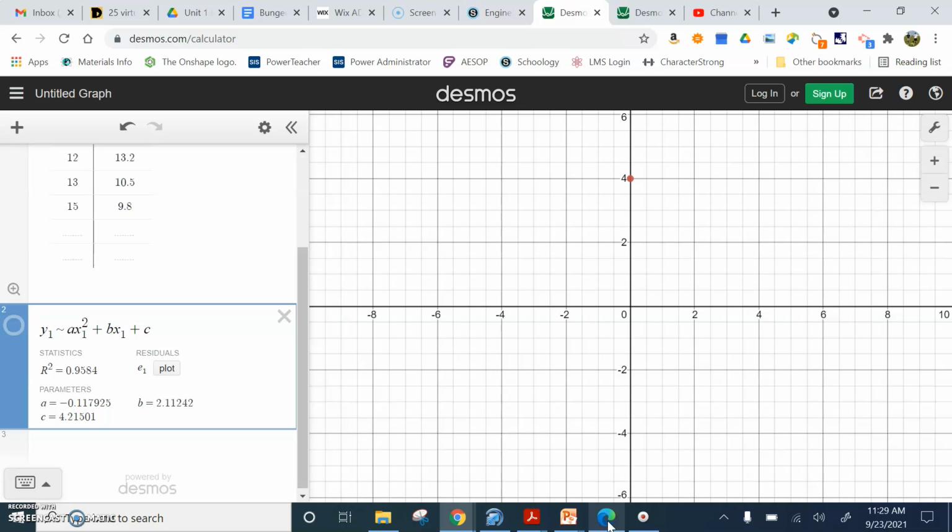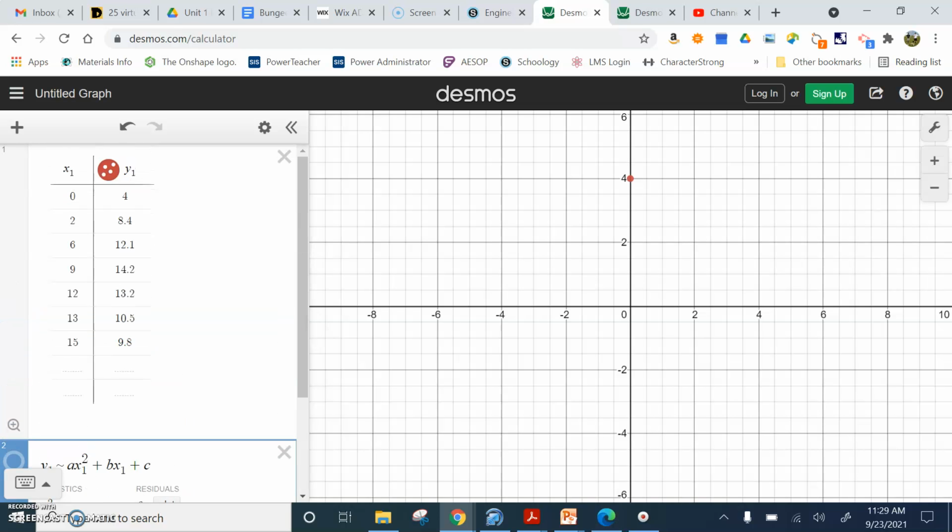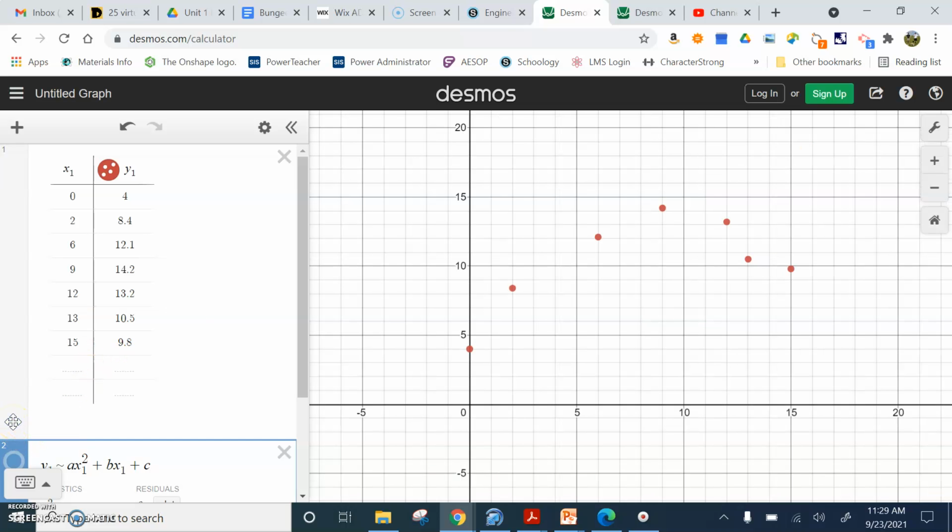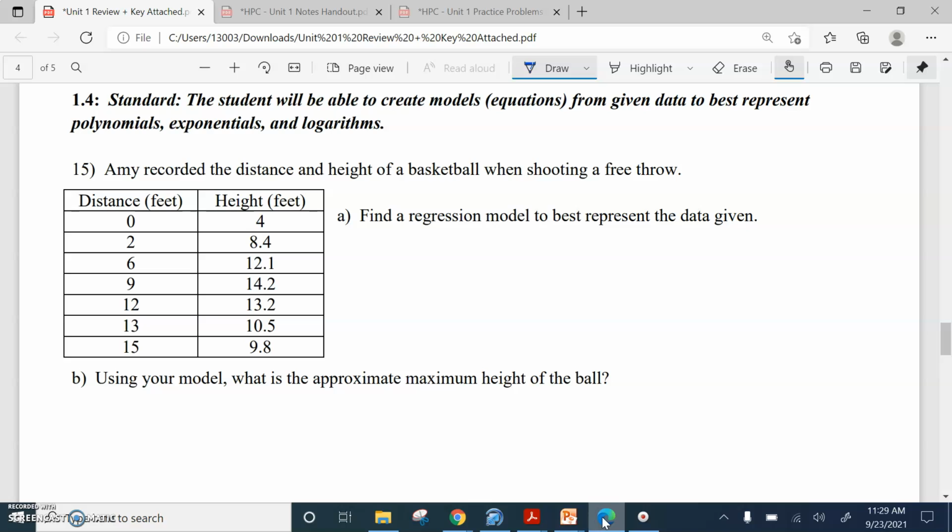we go to Desmos, and here they are. So I've already inputted the data, and what you'll note right away is you can't really see much because it's zoomed in too far, so you always want to just go down to that little magnifying plus, and there it is. So when we answer these questions, it says, part A, find a regression model.